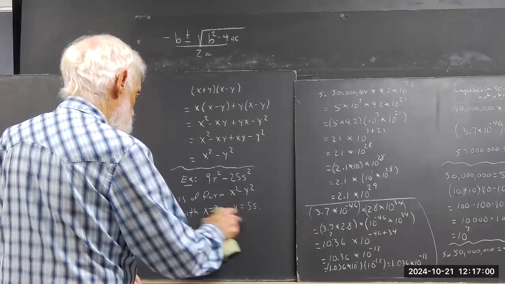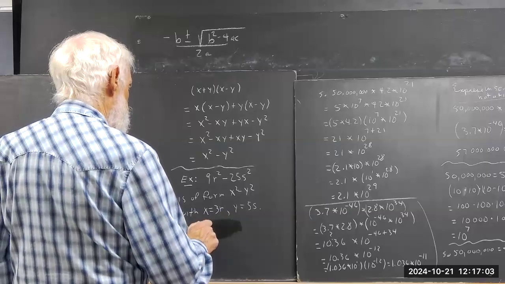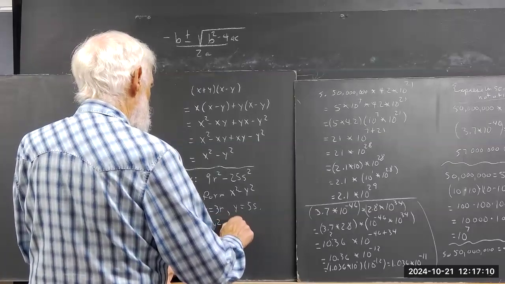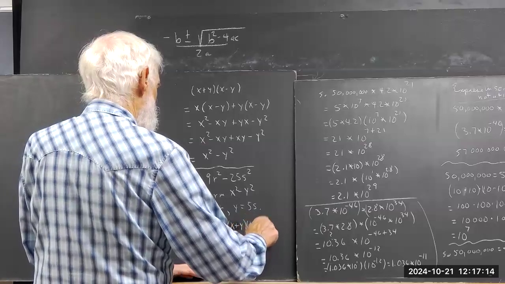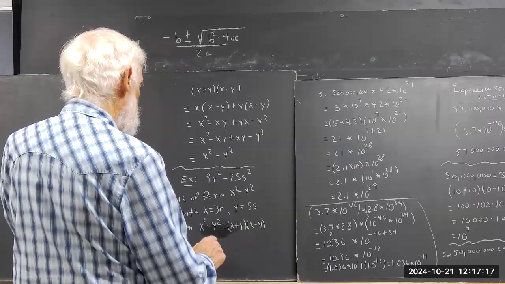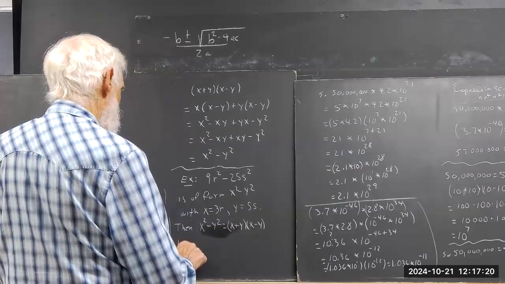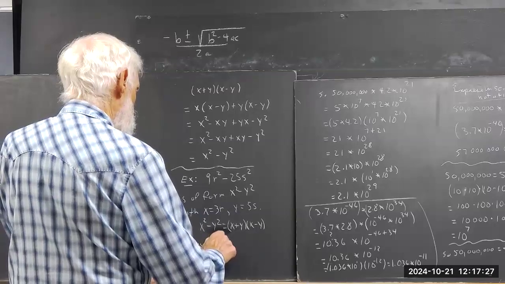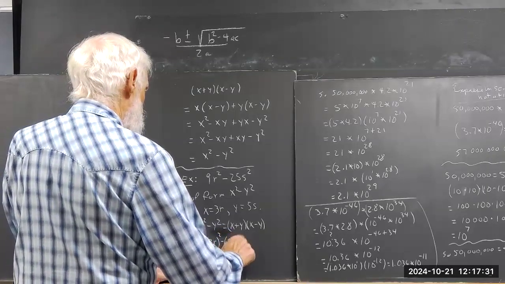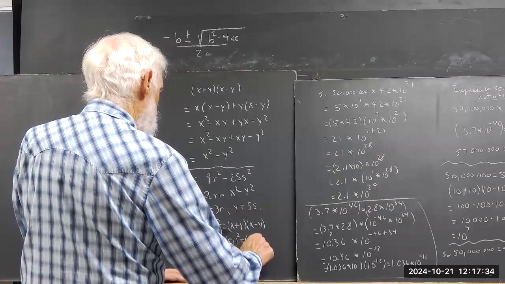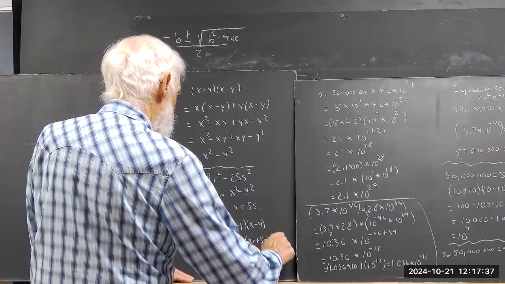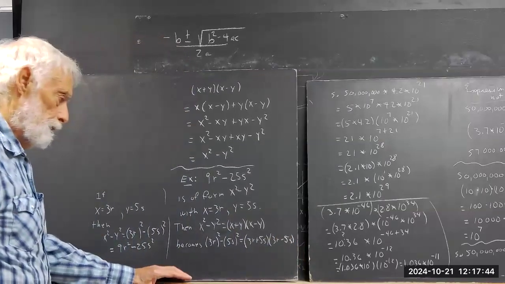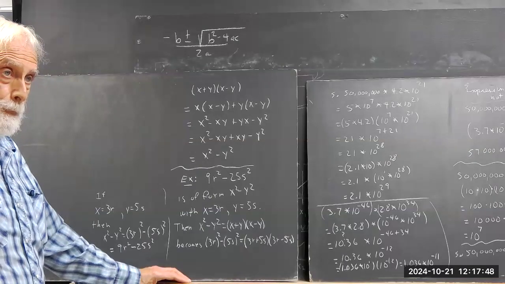Go just a little more. I can say then x squared minus y squared equals x plus y times x minus y becomes 3r squared minus 5s squared equals 3r plus 5s times 3r minus 5s. Okay, that makes sense?